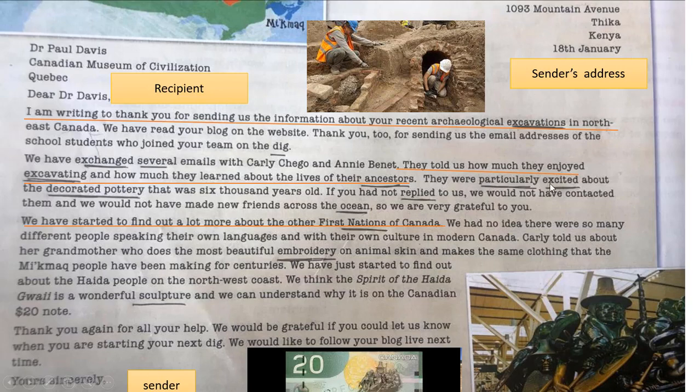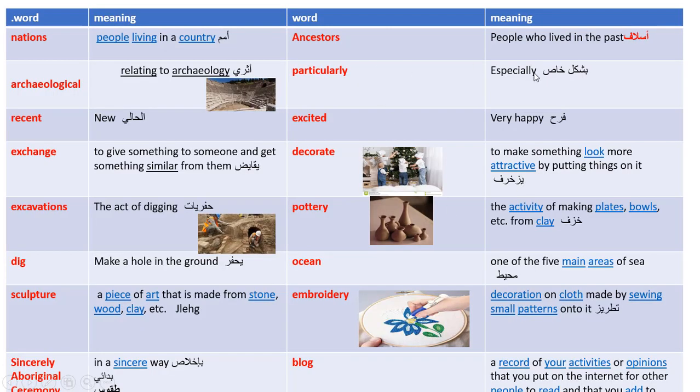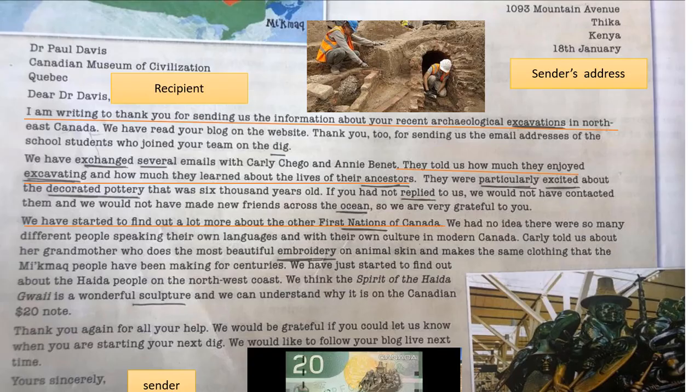They were particularly excited about the decorated pottery that was 6,000 years old. What does the word particularly mean? They were particularly excited. Excite means happy, from excitement. Particularly means especially. They were particularly excited, happy about the decorated pottery that was 6,000 years ago.